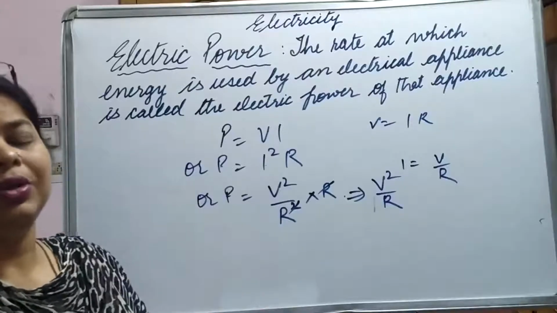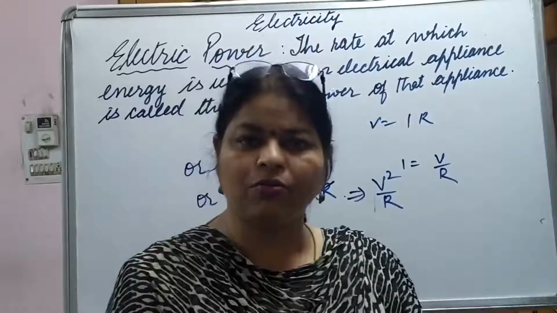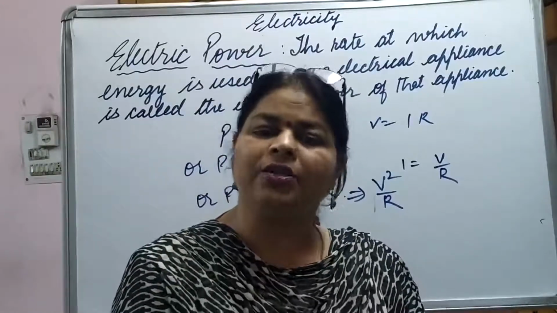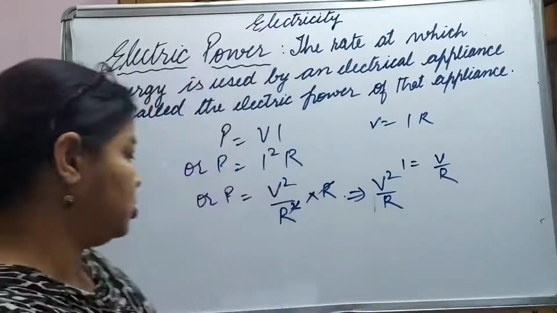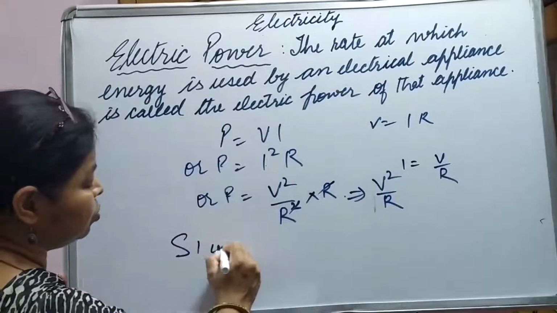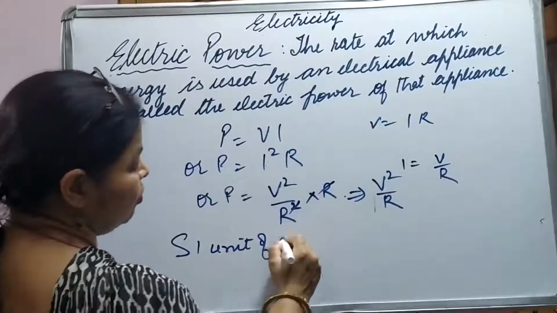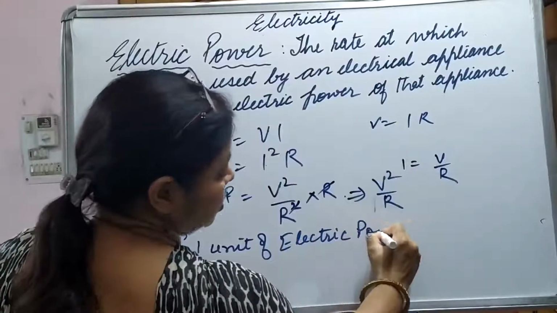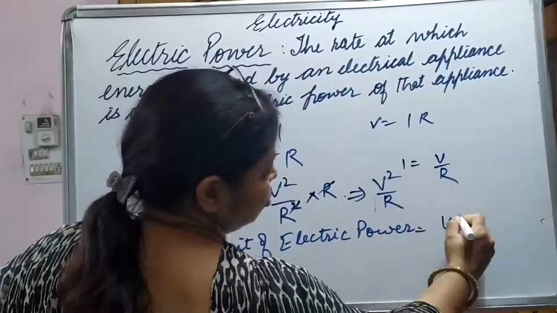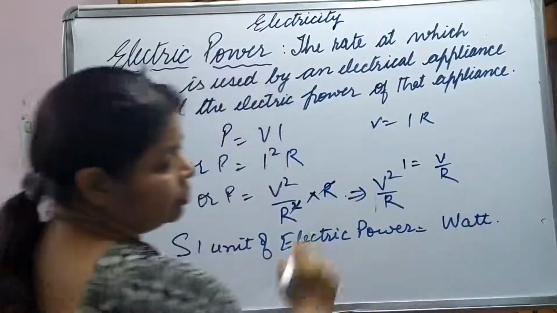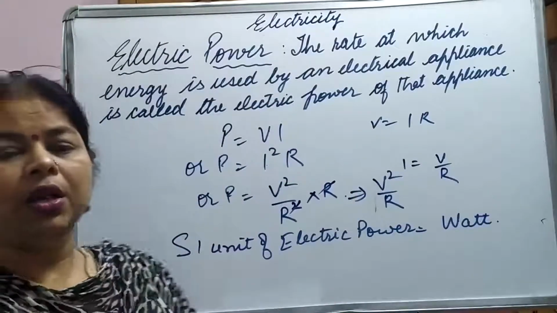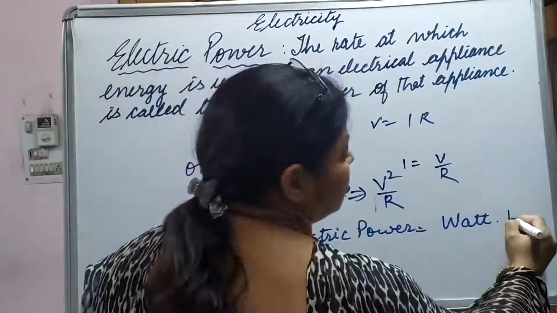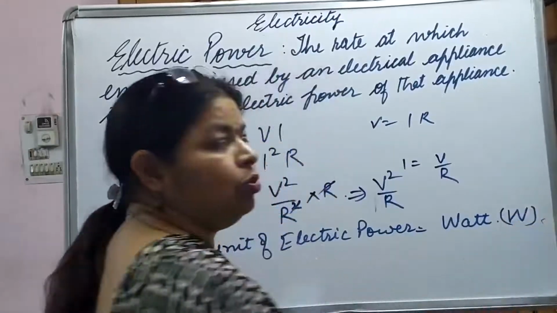Okay, now the SI unit of electric power. What is the SI unit of electric power? It is watt. The SI unit of electric power is watt, and its symbol is capital W.